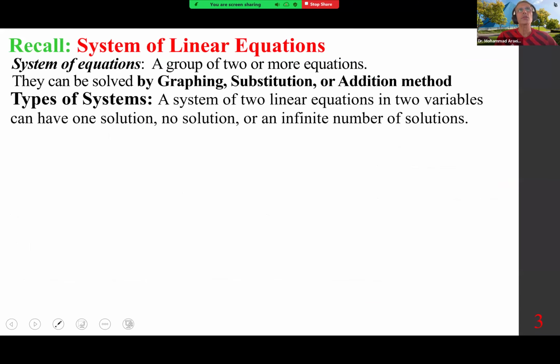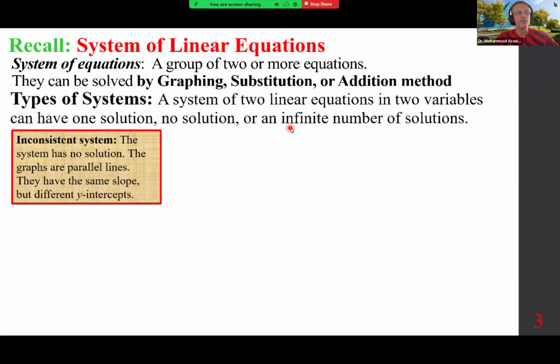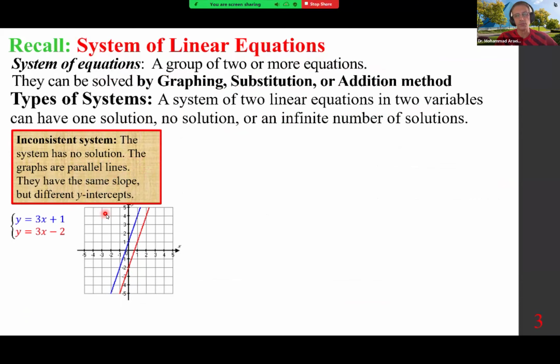So here's the synopsis of what we covered: systems of linear equations, a group of 2 or more equations. They can be solved by graphing, substitution, or addition method. Types of system: a system of 2 linear equations in 2 variables can have 1 solution, no solution, or an infinite number of solutions. An inconsistent system is the system that has no solution. The graphs are parallel lines.